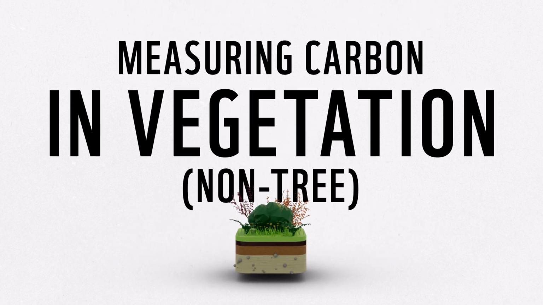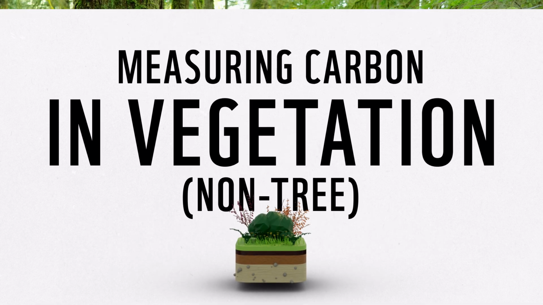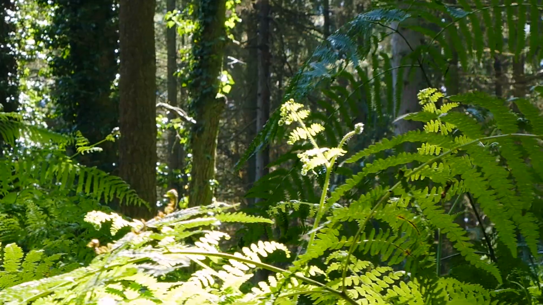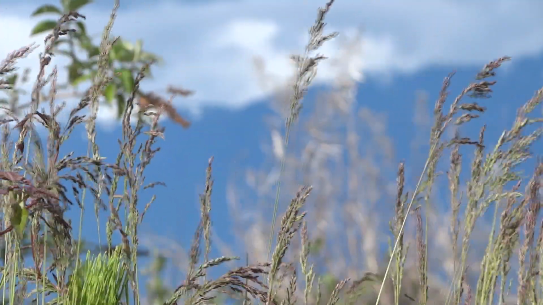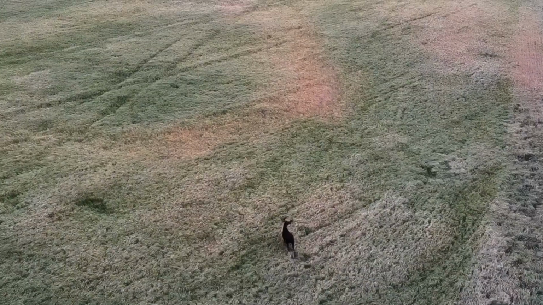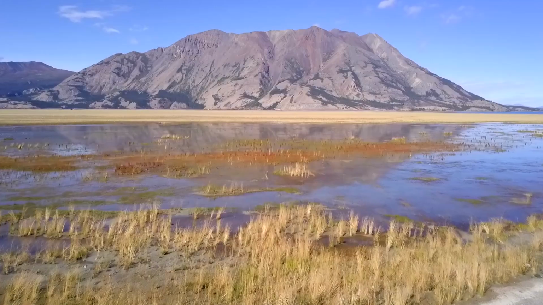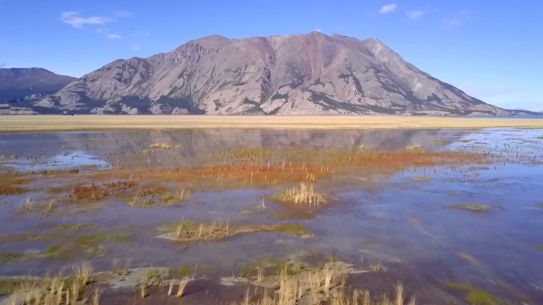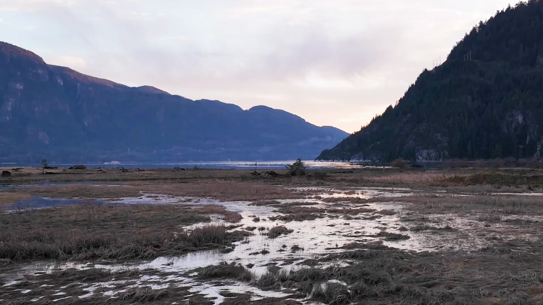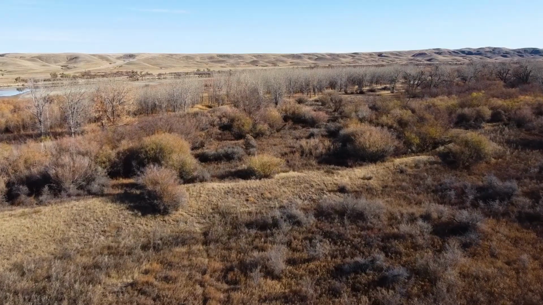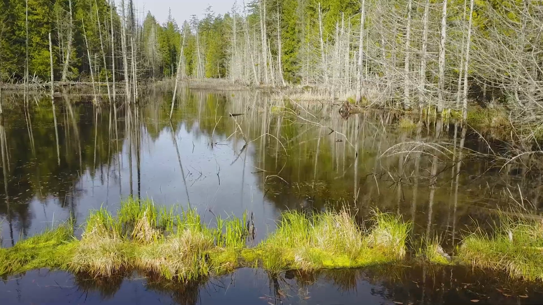Welcome to Measuring Carbon in Vegetation. This video demonstrates how to measure the carbon found in vegetation, or non-treed plant material. It introduces some standardized field methods for determining the carbon stock of non-treed vegetation of different ecosystems throughout Canada, including shrublands, grasslands, tundra, and wetlands.